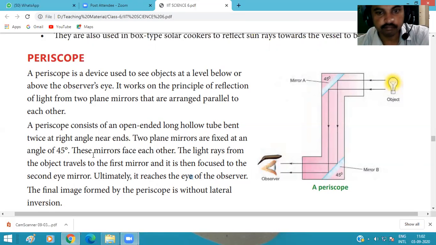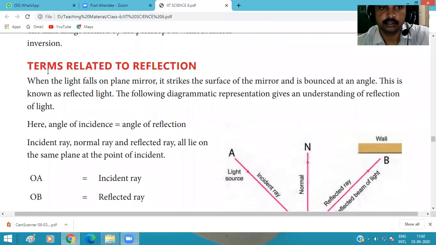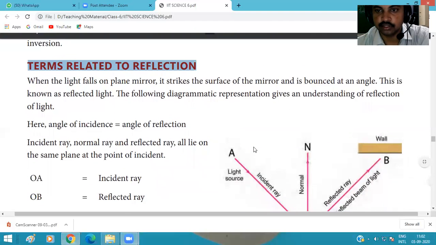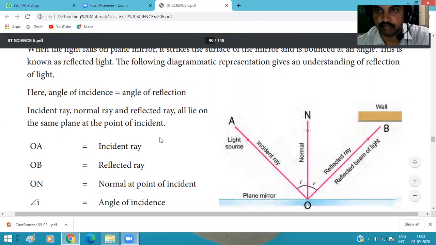Then some important terms related to reflection. We already discussed what reflection is. In this picture we see some important terms used in reflection. It is a plane mirror, a smooth and reflecting surface. When any light is incident at a point, this point is known as the point of incidence, because light is incident on that point and reflects from here also.